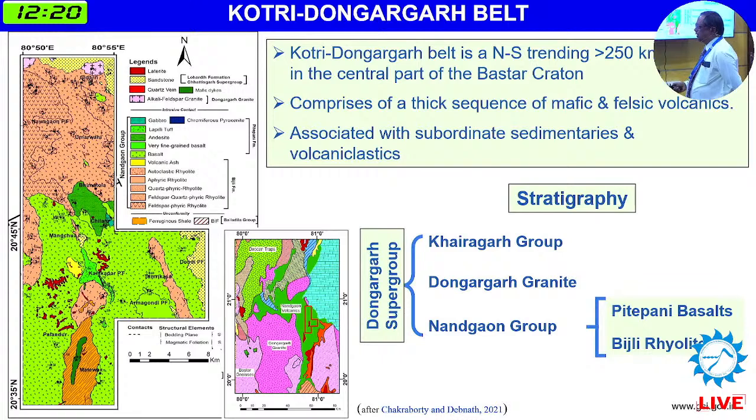The Nandgaon group has two formations, Bijli rhyolites and Pitapani basalts, and the Khairagarh group has 6 formations. This Nandgaon group is intruded by the Dongargarh granite sensu stricto. Granites of similar ages have been reported in the north, that is Malanjkhand, and in the south, the Kanker area. This belt is typically about 250 kilometer long, a north-south trending belt, which comprises a thick sequence of mafic and felsic volcanics, with subordinate sedimentary rocks.